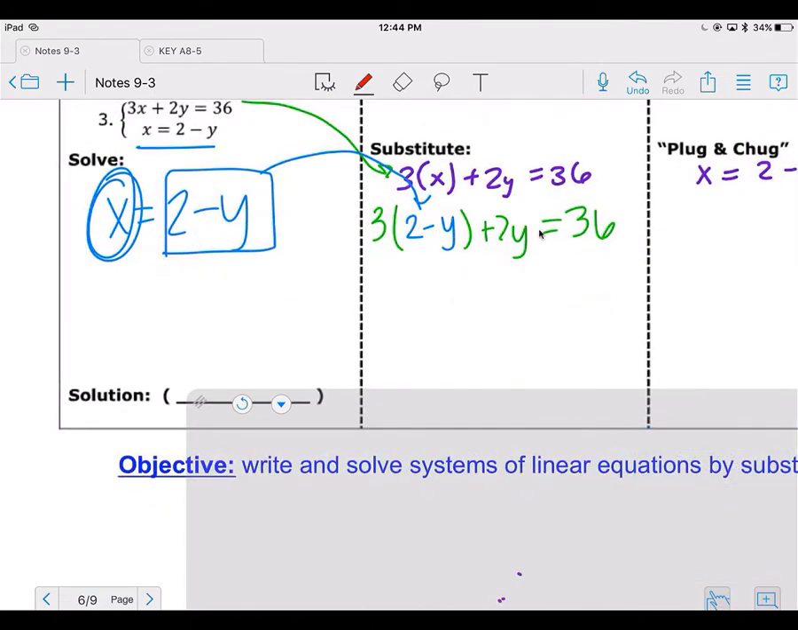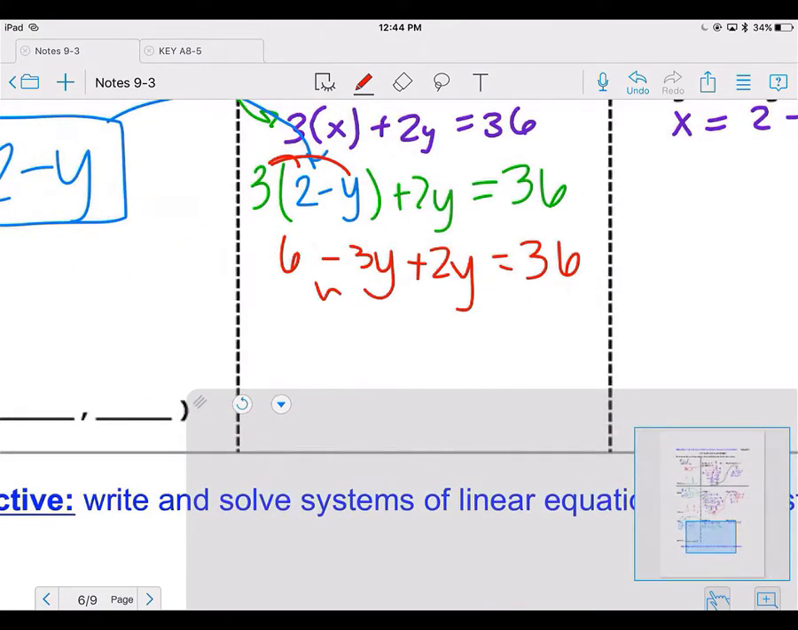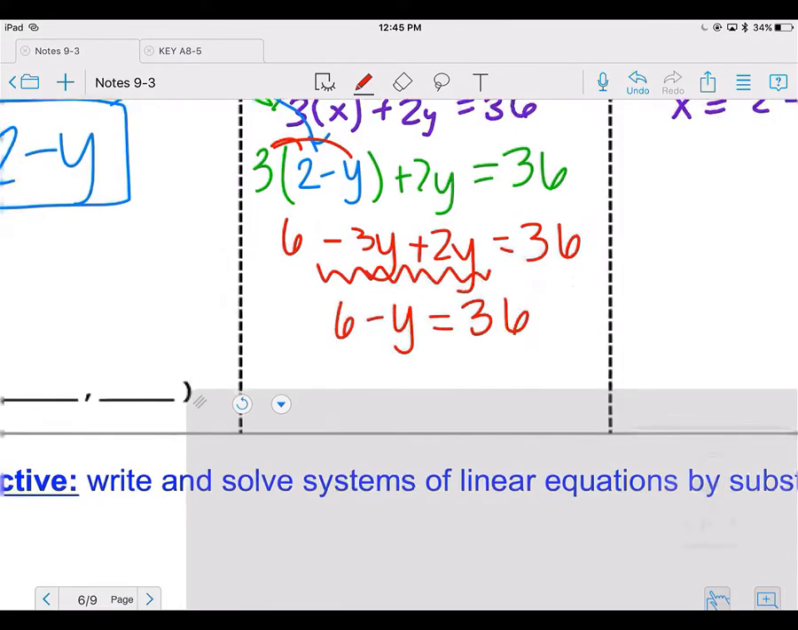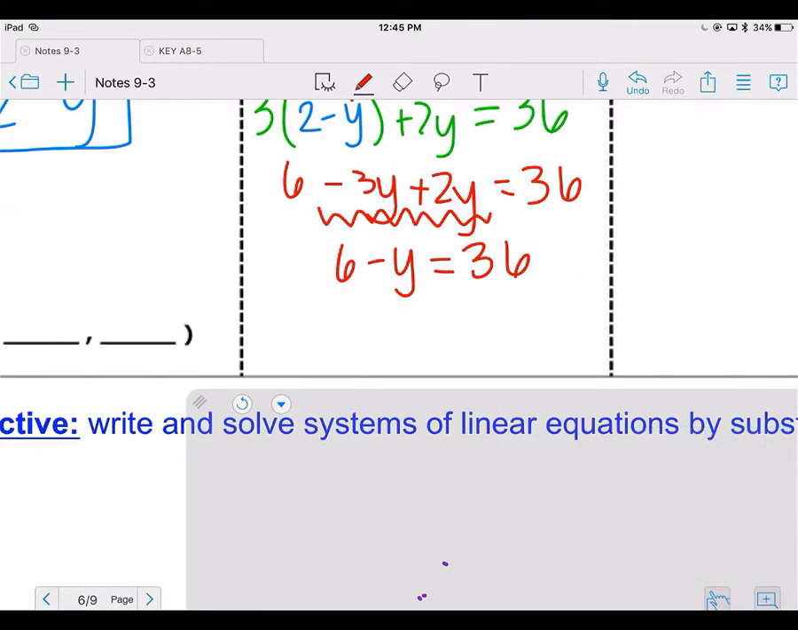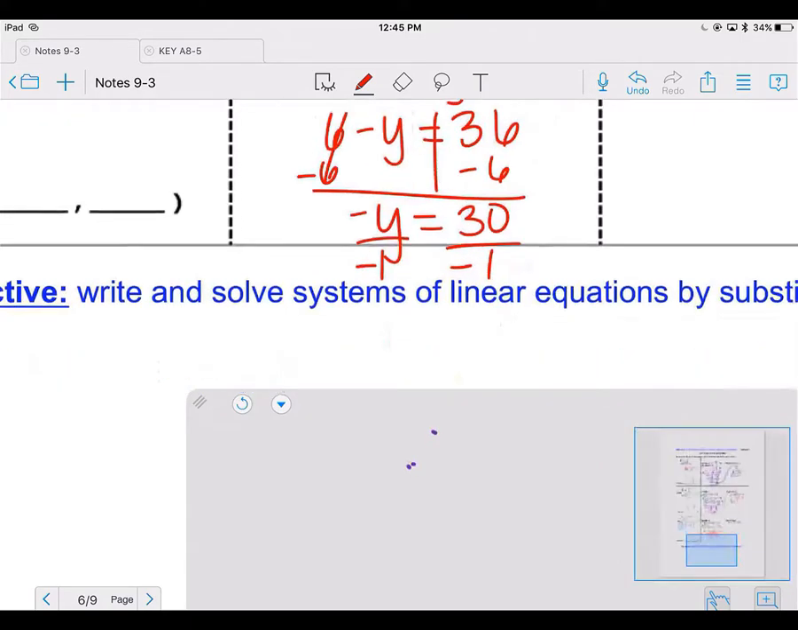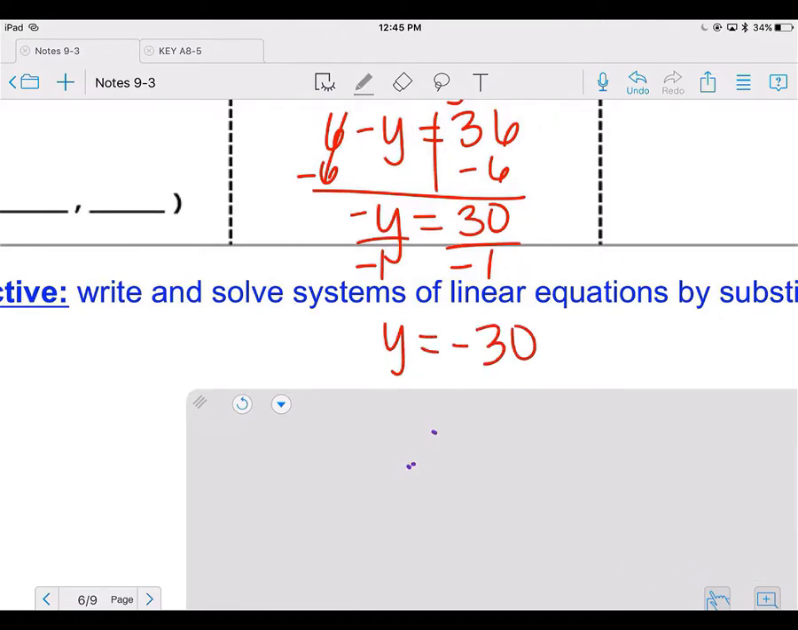Now my equation is all in terms of x's or y's, so I'm going to distribute. 3 times 2 is 6. 3 times negative y is negative 3y. The plus 2y and the 36 stay the same. I'm trying to solve for y, so I combine my like terms first. Negative 3y plus 2y is a negative y. I move this 6 through subtraction. So negative y equals positive 30. Divide everything by negative 1, and y equals negative 30.